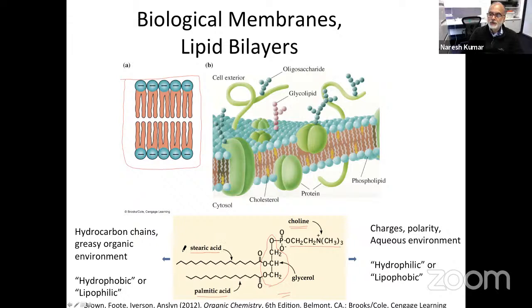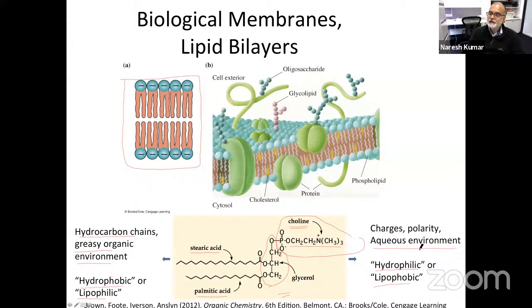And the phospholipid, this fatty acid section of the molecule here, is what we call the hydrophobic region, or the greasy organic environment, because this is like an alkyl chain, like a fat chain, and it's hydrophobic and lipophilic. That means it's fatty, it hates water, but it likes to be in the lipid environment. On the other hand, this group here, which is a charged group, is what we call a hydrophilic group. It loves water, it hates the greasy part, and that's where it likes to be in the aqueous environment, because it's polar.